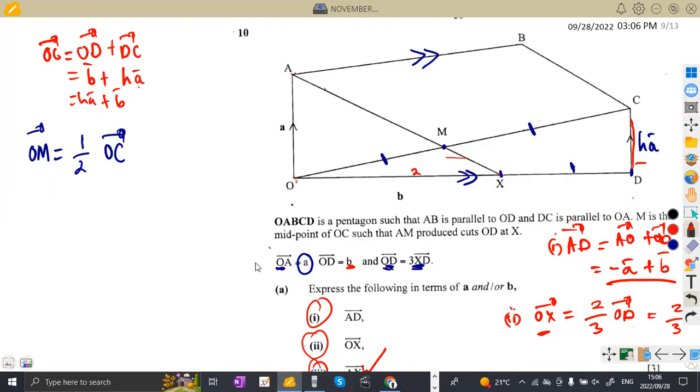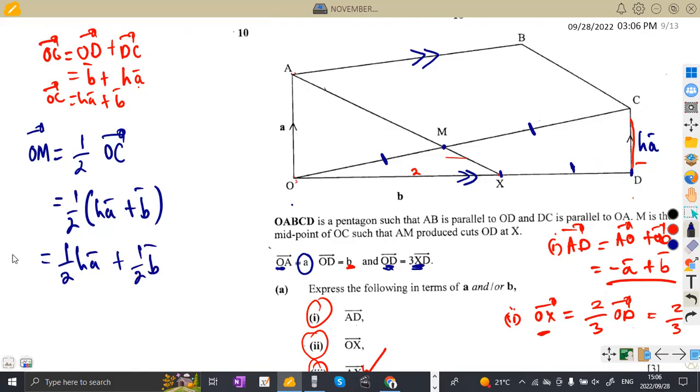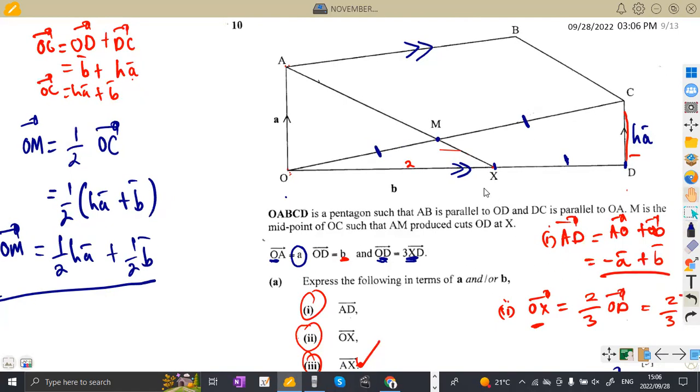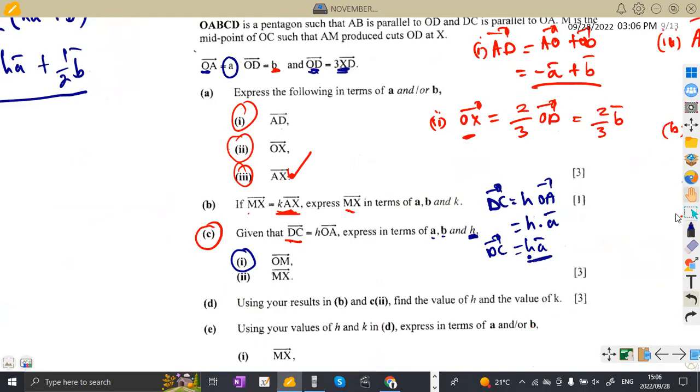But what do we need? We need to find OM, and we say this OM that we are talking about, it's half of this OC. So it means we are going to have OM, it's half of our OC, which is this one, HA plus vector B. All right, so let us multiply by half. It's half HA, half times B, which is half vector B. Okay, so this is your vector OM. I think this one was actually a confusing type of equation.